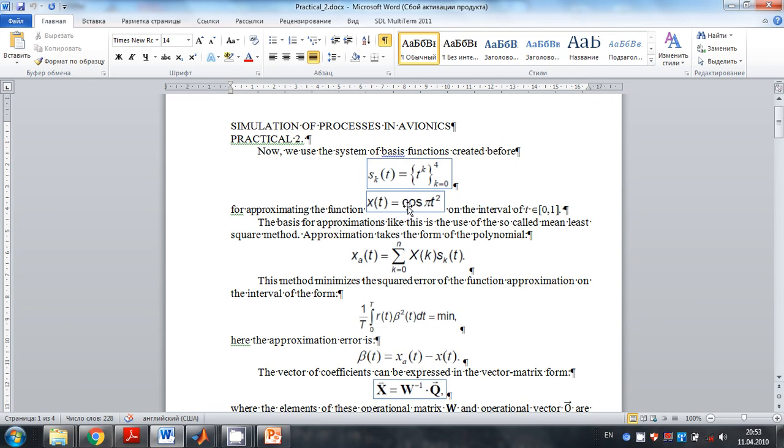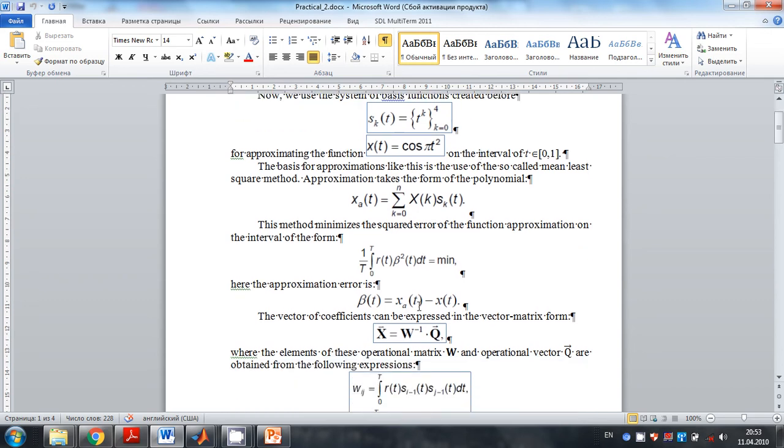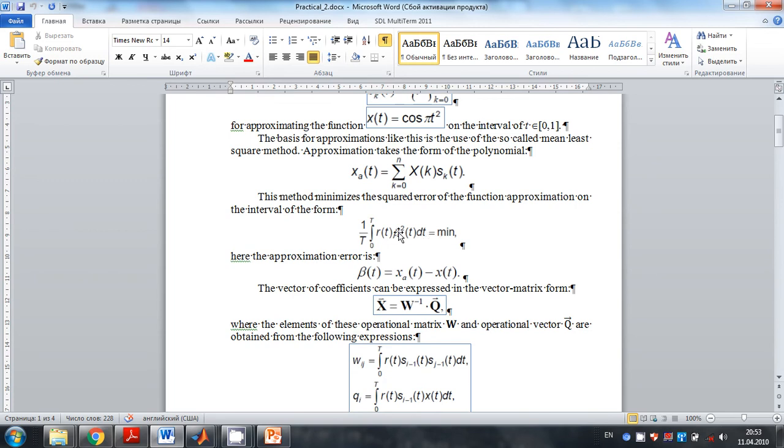These coefficients can be found formally by minimizing the error of decomposition, of signal representation using basis functions. So x_a of t is the signal representation using these basis functions. X of t is our initial signal. So beta of t is our error. Minimizing the error gives us this mathematical formula, where x with a bar on top, x bar, equals W to the power minus 1 times Q capital.